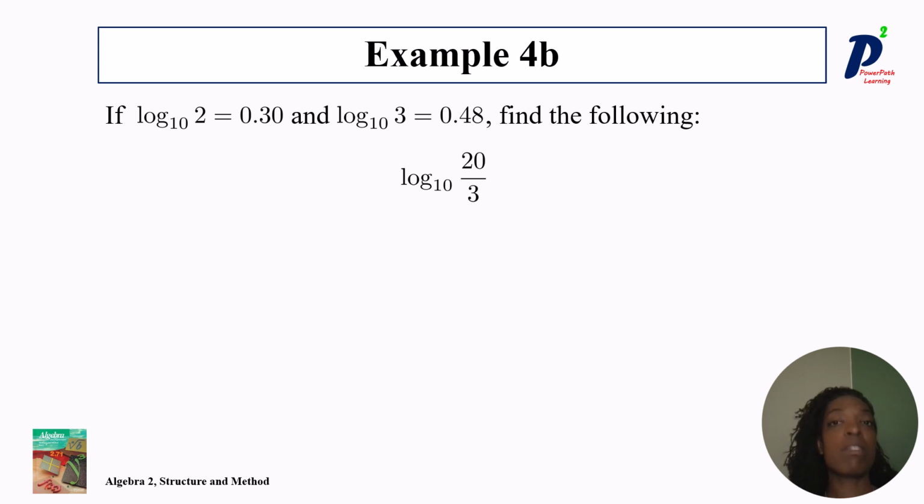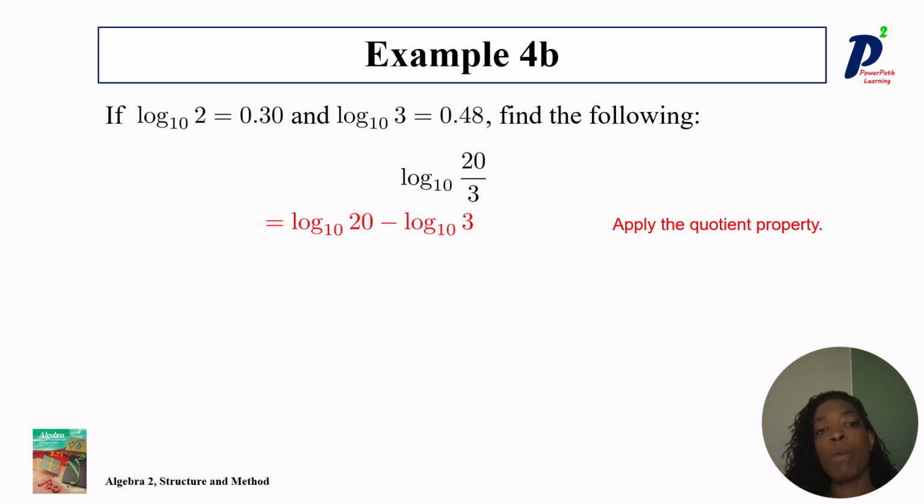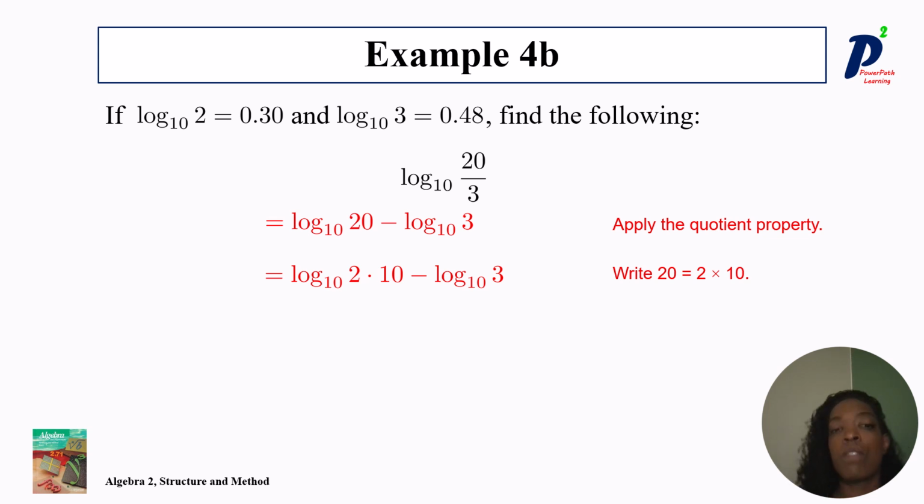We're going to do another one. Same starter and same goal. So first we can start with the quotient property and split the 20 and the 3 into a difference. Next, I'm going to rewrite 20 as 2 times 10. Now, even though 20 can be written in a lot of different ways, just remember we're looking to get it into either the log 2 or the log 3. So that's why we write it as 2 times 10.